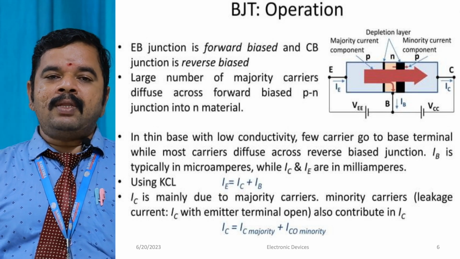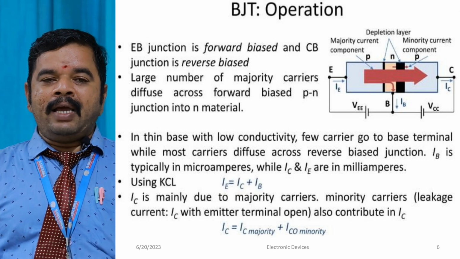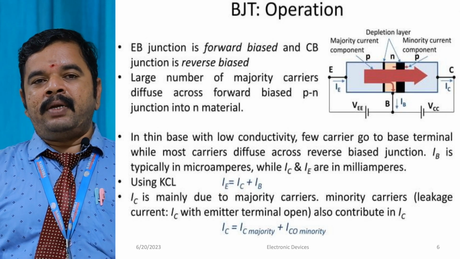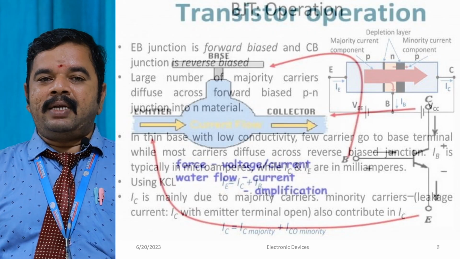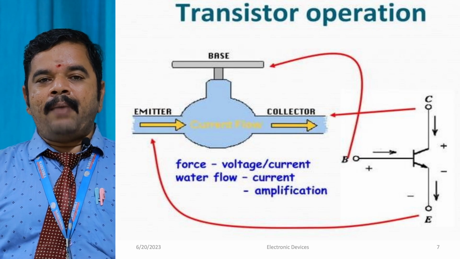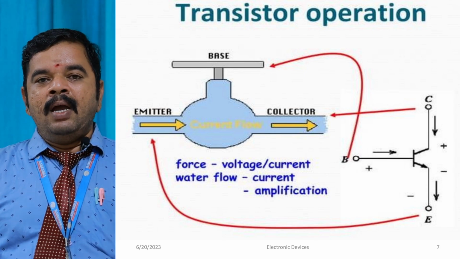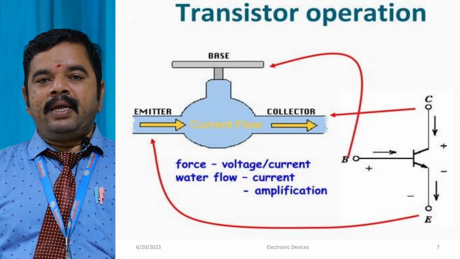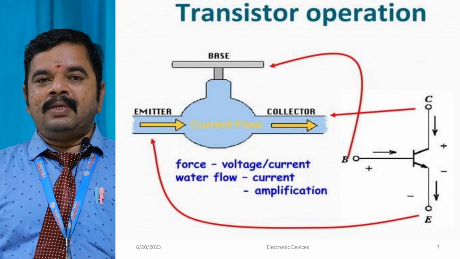While we explain the BJT transistor operation application-wise, we have to take one basic example. What is the example? We consider the tap. In the tap, the input we consider as the emitter, the tap connection. The on and off switch we consider as the base, and the output we consider as the collector. So the outlet we are getting, we consider as the collector.